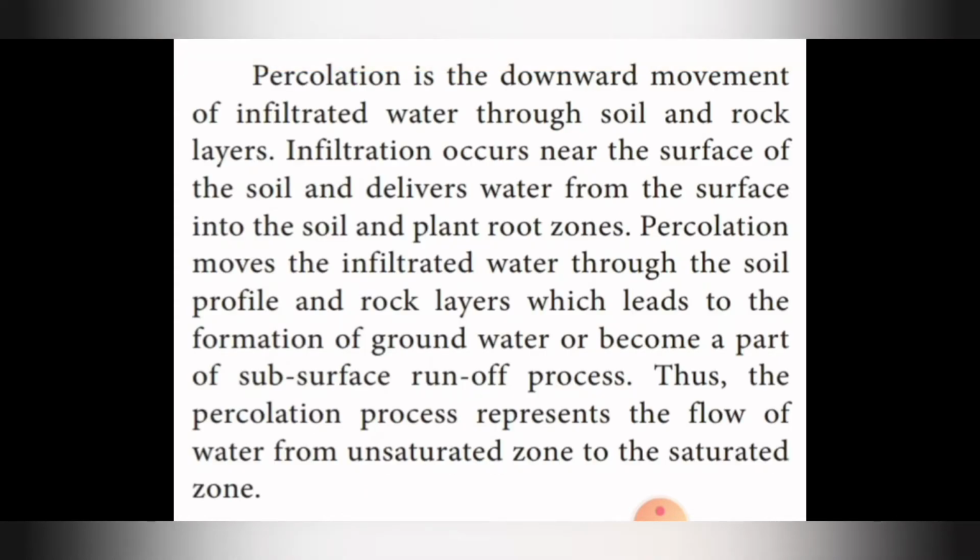Percolation is the downward movement of infiltrated water through soil and rock layers. Infiltration occurs near the surface of the soil and delivers water from the surface into the soil and plant root zones. Percolation moves the infiltrated water through the soil profile and rock layers, which leads to the formation of groundwater or becomes a part of the subsurface runoff process. Thus, the percolation process represents the flow of water from the unsaturated zone to the saturated zone.